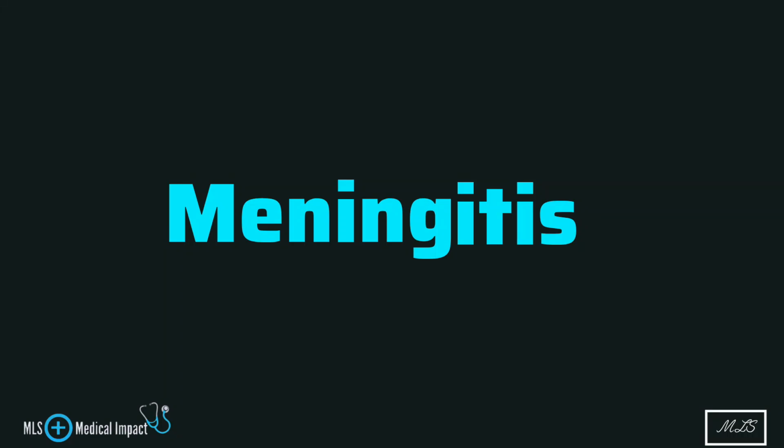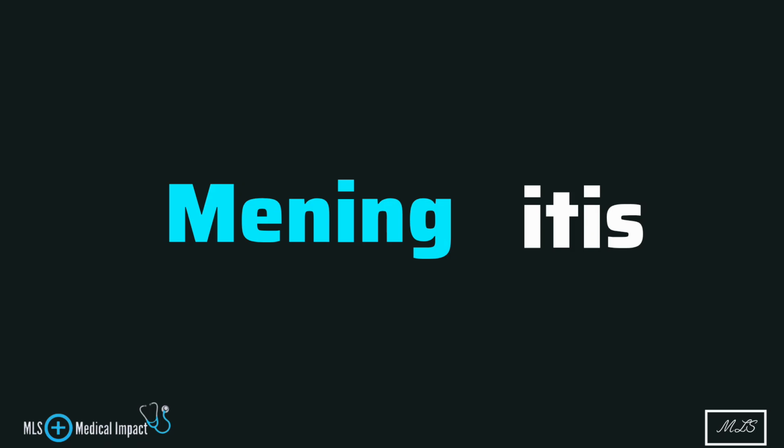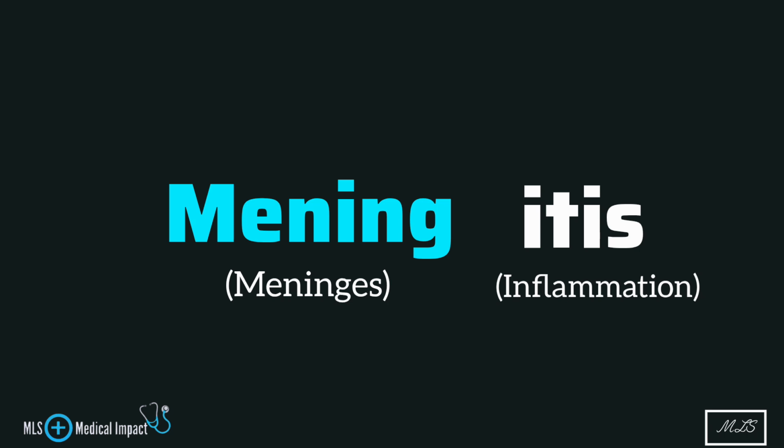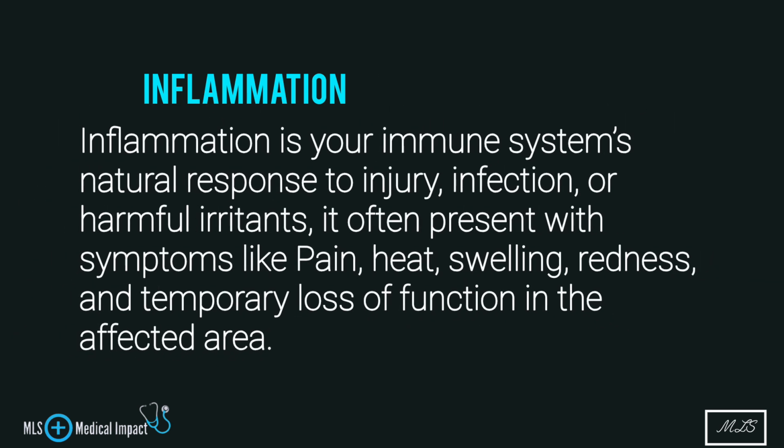So when you look at the word meningitis, there is meninge and itis at the end. So meninge refers to the meninges, and itis at the end refers to inflammation. So inflammation, in simple terms, inflammation is basically the body's response to something such as infection, injury, or irritation, resulting in swelling, pain, redness, or loss of function.